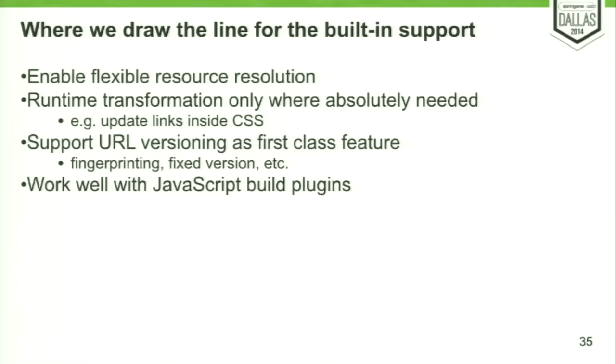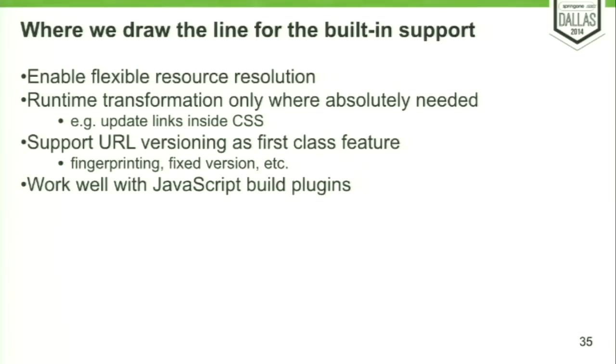So where do we actually draw the line? I mean, you can kind of tell from everything we've said so far which way we lean and what we prefer. This is, of course, by no means the only possible choice, but our first and foremost goal was to enable flexible resource resolution. In other words, let's build a foundation which remains agnostic to whatever approach is taken. From there, we basically decided that we're going to focus on relying on JavaScript build tasks to achieve a lot of the optimization and transpilation.